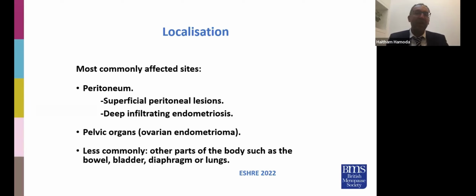And of course, the bladder can be involved, the bowel can be involved, and you could have further organs, as we're referring to, the diaphragm, the lungs, and so on.